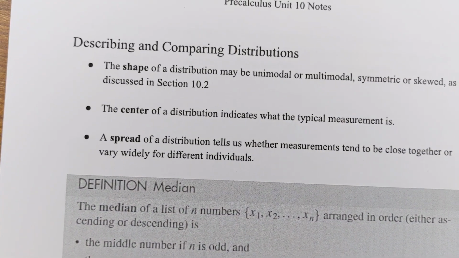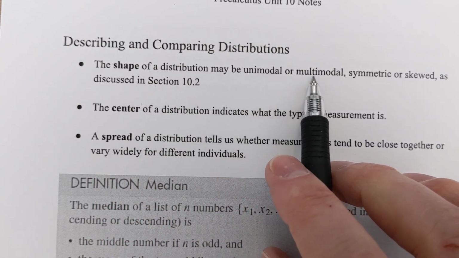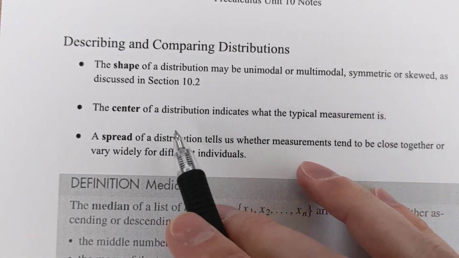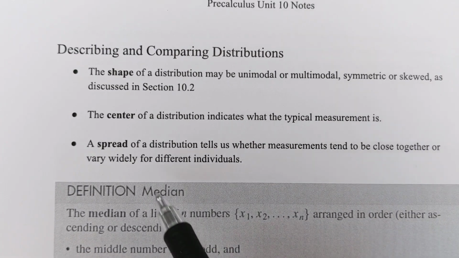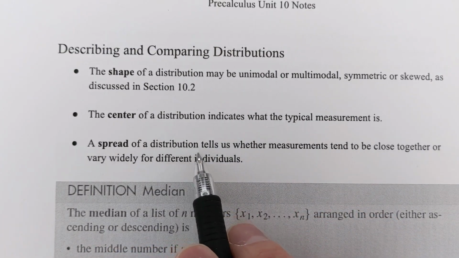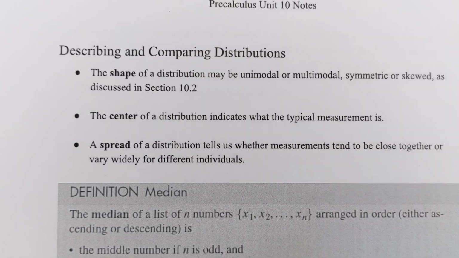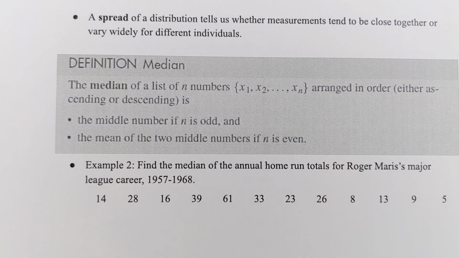Okay. So, describing and comparing distributions. The shape of a distribution may be unimodal or multimodal, symmetric or skewed, as we talked about in the previous section. The center of a distribution indicates where the typical measurement is. The spread of a distribution tells us whether measurements tend to be close together or vary widely. All right, so first thing, we've got the median.